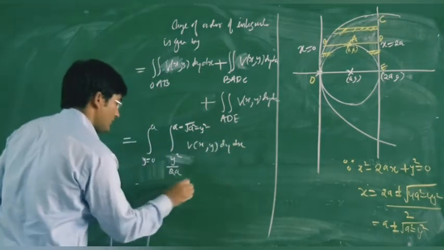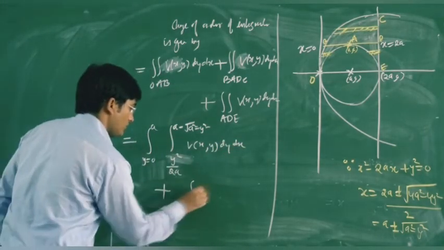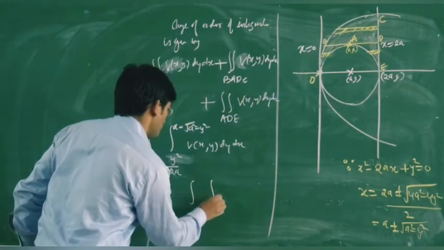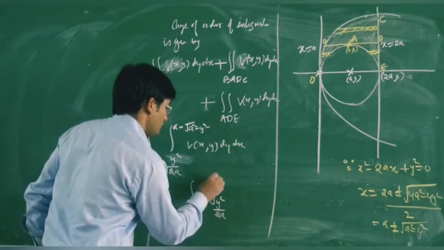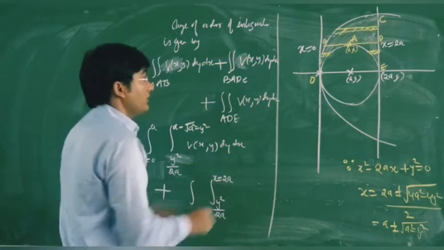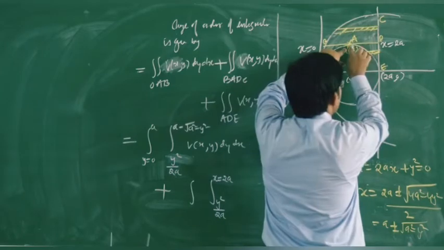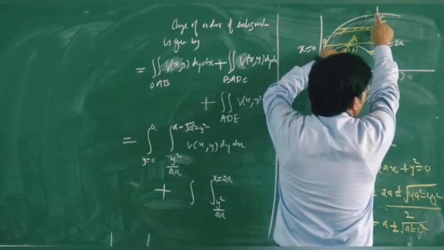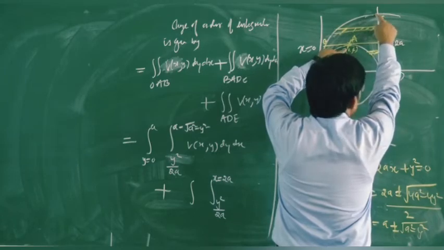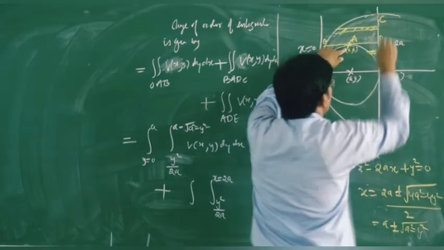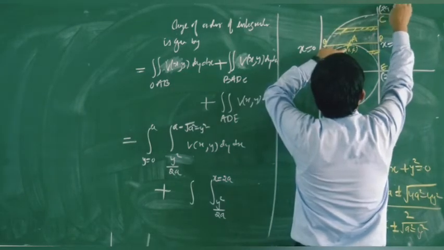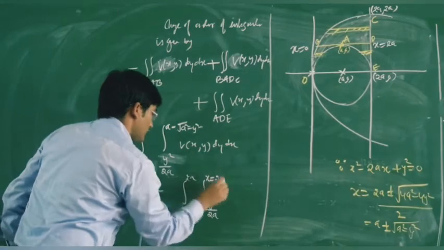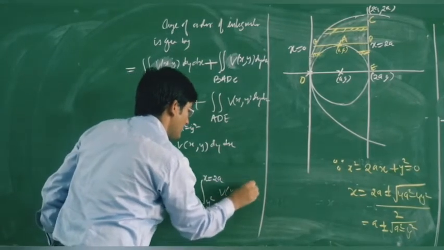Then for the second integral, BADC, your x is y square upon 2a to x equal to 2a line. Then our y will be, now here we have y at a. Now at this point, this is your y square equal to 2ax. If you put x equal to 2a, then your y will be again 2a. So this is your 2a comma 2a. So your y will move from a to 2a. Then we have f(x,y) dy dx.